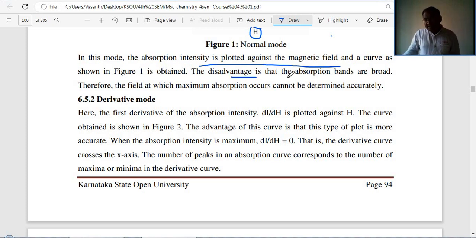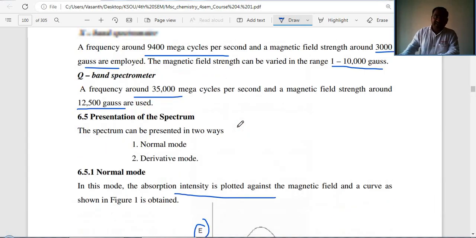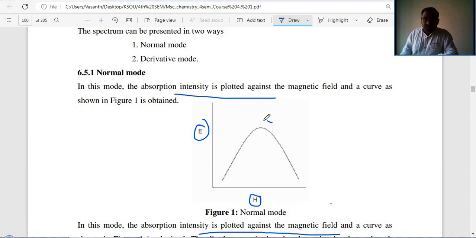The disadvantage is that the absorption bands are broad, like that. We are getting broad bands.